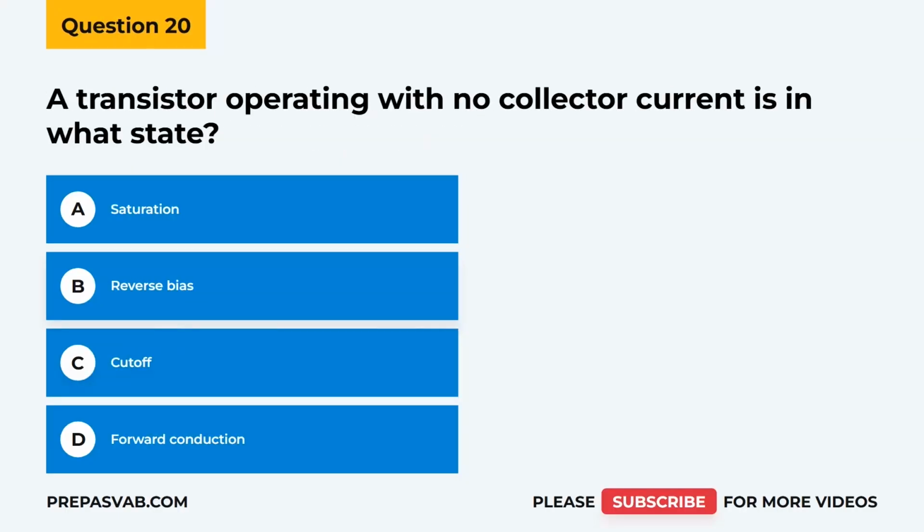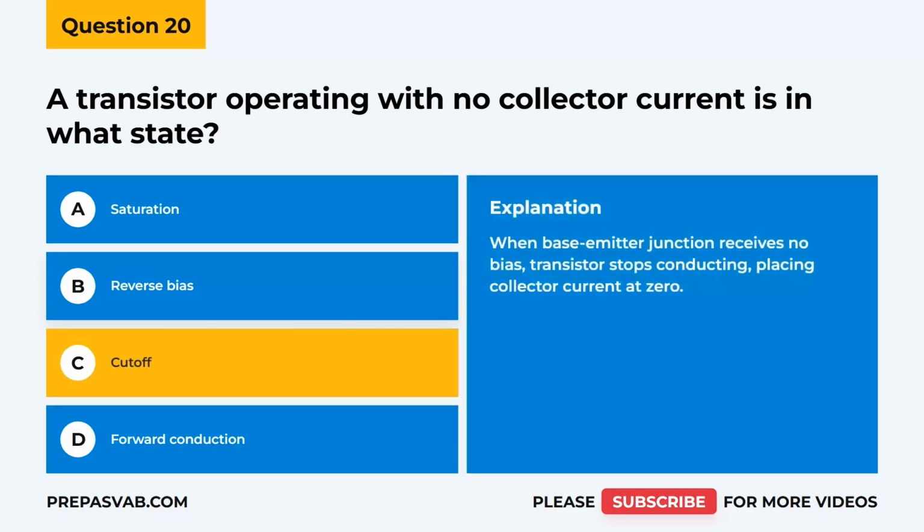Question 20. A transistor operating with no collector current is in what state? A. Saturation. B. Reverse bias. C. Cutoff. D. Forward conduction. The correct answer is C. Cutoff. When base emitter junction receives no bias, transistor stops conducting, placing collector current at 0.